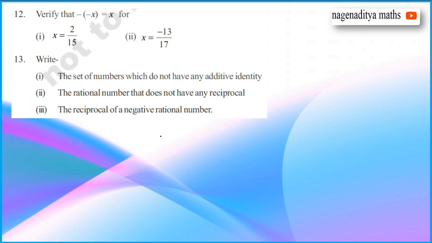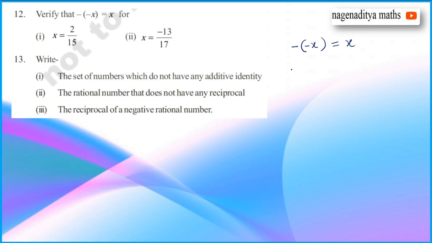Welcome to 8th class. Exercise 1.1, 12th Roman. Verify that minus of minus x is equal to x for x is equal to 2 by 15 and x is equal to minus 13 by 17. So we have to substitute the value of x is equal to 2 by 15 in the given equation. First we take what is given, minus of minus x is equal to x. We have to verify at x is equal to 2 by 15. That is, we have to substitute 2 by 15 in place of x.